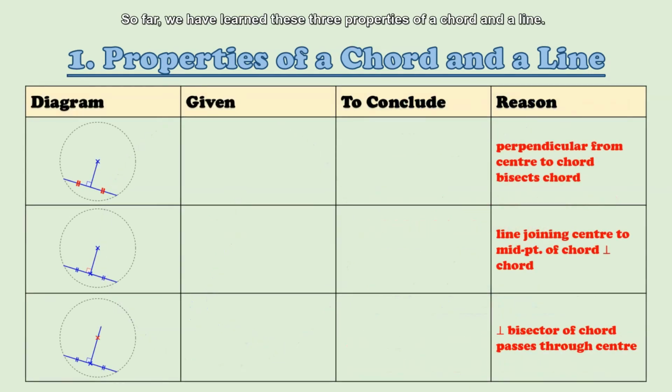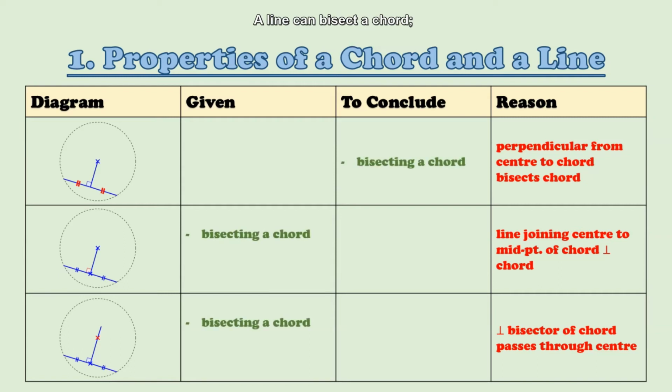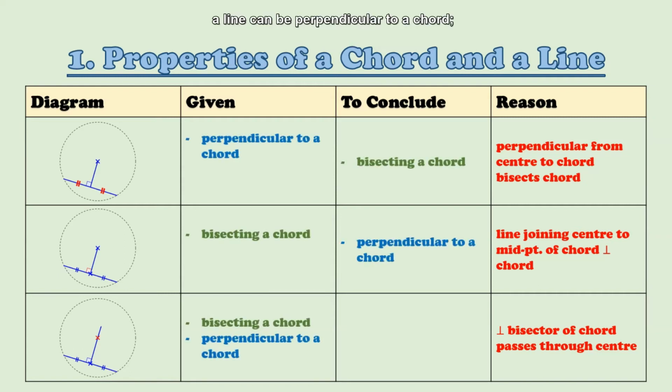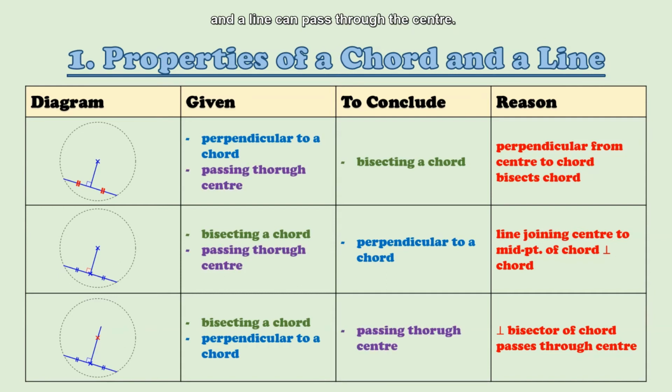So far, we have learned these three properties of a chord and a line. It seems to be a lot of information, but this can be summarized in a simple way. Actually, there are three types of relationship between a line and a chord. A line can bisect a chord, a line can be perpendicular to a chord, and a line can pass through the center. As you can see, if two of these conditions are given, we can conclude that the third one is also true. And that's how we can distinguish between these three similar but different properties.